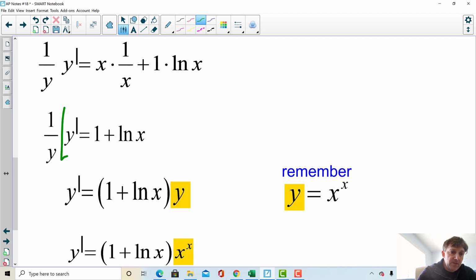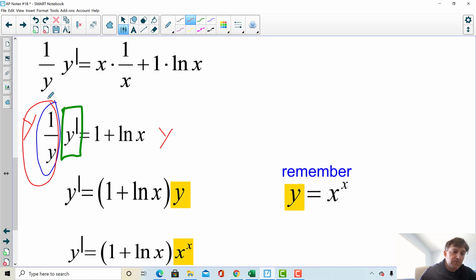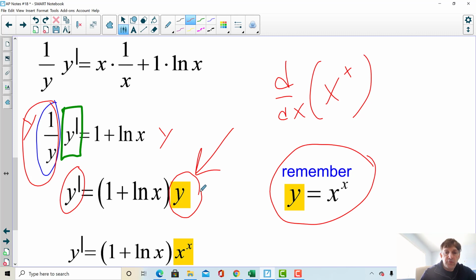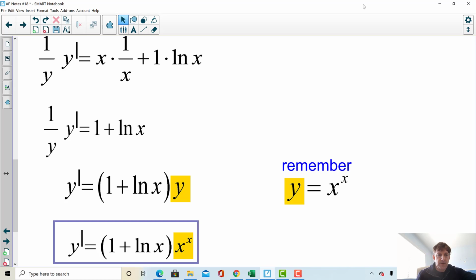Now remember, our final answer is going to be y prime. So that means we've got to get rid of this stuff. So we multiply both sides by y, and all of this will cancel. Just get y prime on the left. Now we do have one problem. You cannot have y in your answer. Remember, we're doing the derivative of x to the x. So to have a y in there doesn't make any sense. So if you remember that y is x to the x, you can trade the y for x to the x, and then you're done. Final answer is in that box.